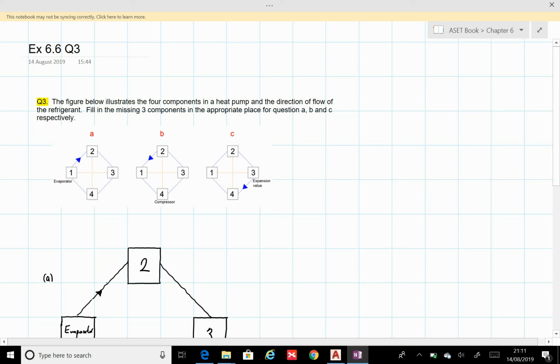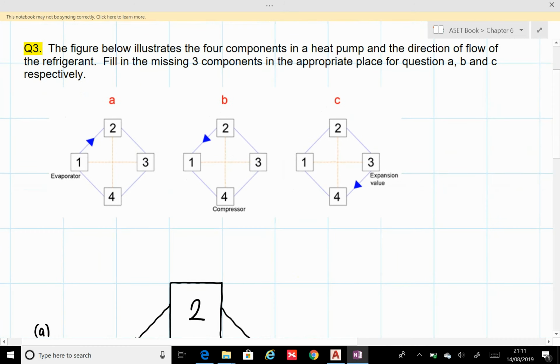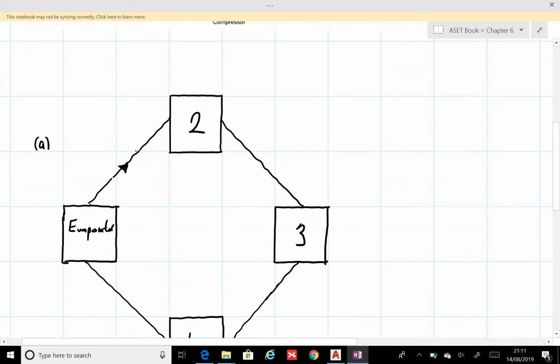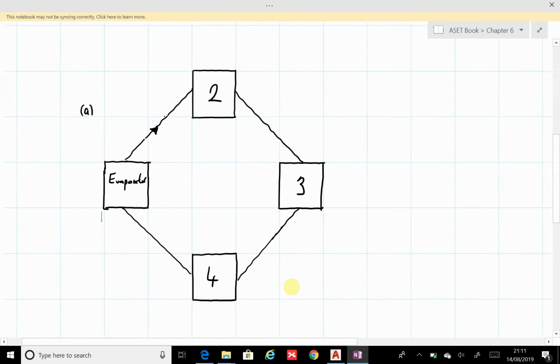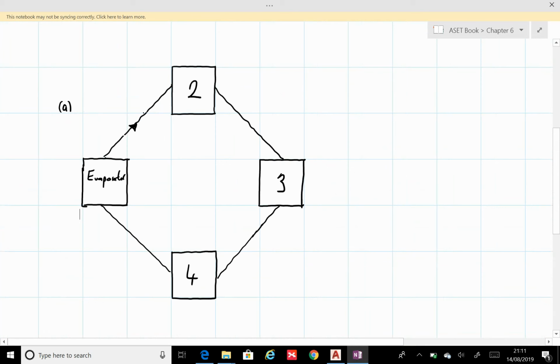This particular video tutorial is in relation to Chapter 6, Exercise 6.6, Question 3. Now this particular question has got three parts, A, B and C, and this video tutorial will be dealing with Part A.